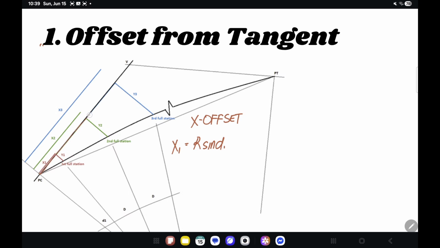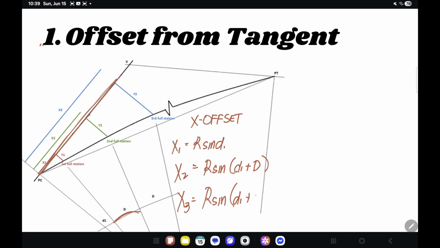The next, this one going there. So, x sub 2 is equal to r sin of d1 plus d, the full degree of our curve. X sub 3 is r sin d1 plus, so x sub 3, this whole thing, will be how many d, how many degrees of curve, we will have two d. So, for our xn, r sin d1 plus n minus 1 times d.